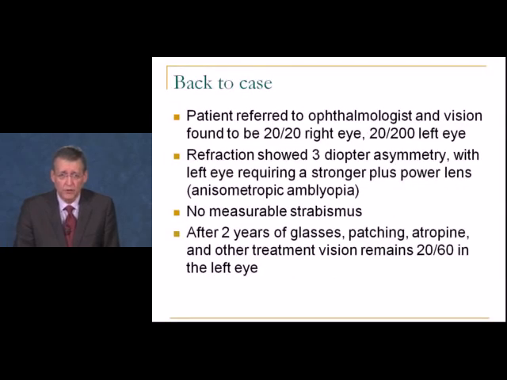So back to our patient then, was referred to an ophthalmologist, and sure enough, 20/20 in the right eye, 20/200 in the left eye. There's 3 diopter asymmetry in the refraction, with the left eye +5 and the right eye more like +2, which is kind of typical for age. And so this patient had anisometropic amblyopia, no measurable strabismus.